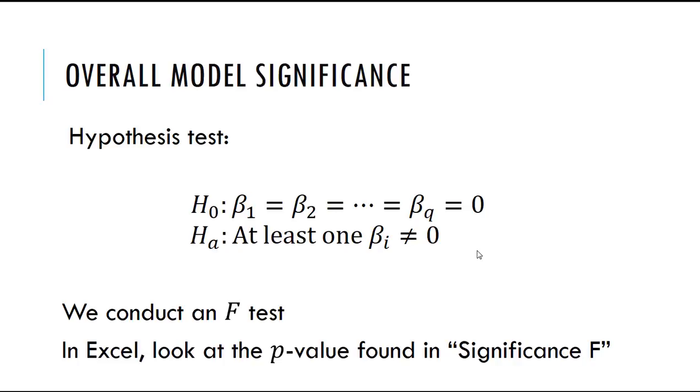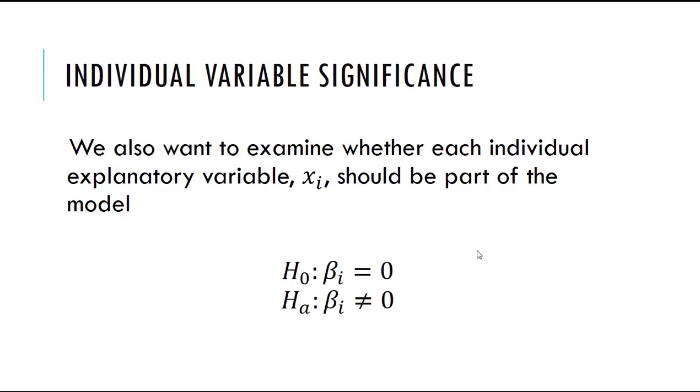So we conduct an F test using the F distribution. For us, we look at significance F in that ANOVA table at the top, and we see that a small p-value would reject the null, right? And that would tell me that overall the model is statistically significant, so that at least one of the betas is not equal to 0, so it should stay in there. It doesn't tell me which one, so then we have to move on to individual variable significance, which we did.